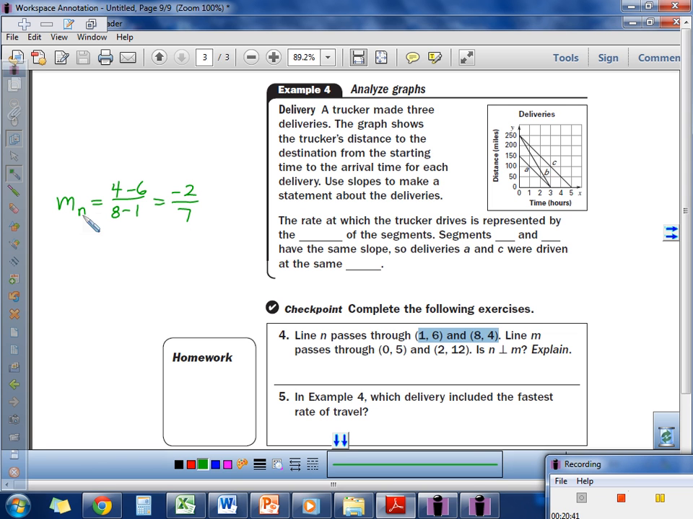Next part, slope of line M. I'm going to go kind of fast, see if you can keep up. I'll answer questions in a second. 12 minus 5 on top. Those are the y's, the change of the y's. Now the change of the x's is 2 minus 0. 2 minus 0 is 2. 12 minus 5 is 7. Are they opposite signs? Yes. Are they reciprocal, flip fractions? Yes. These are perpendicular. Write this, please. You need to say N is perpendicular to M. Final answer. Done.